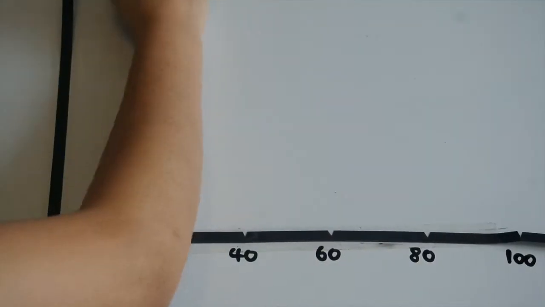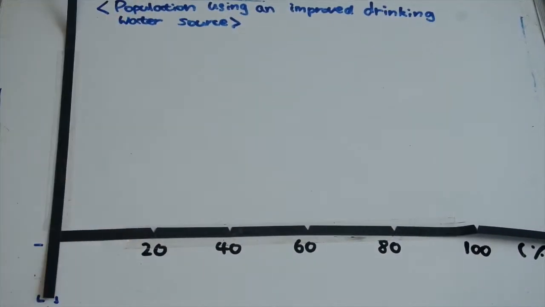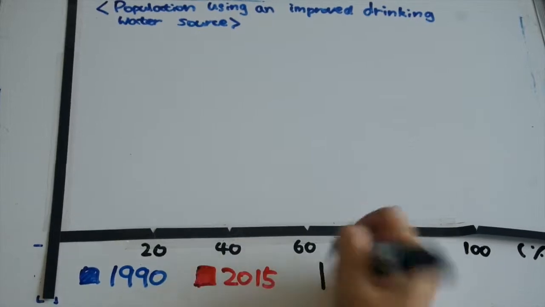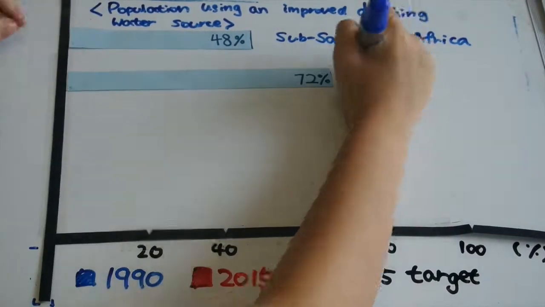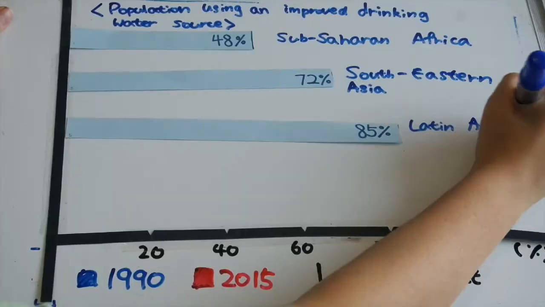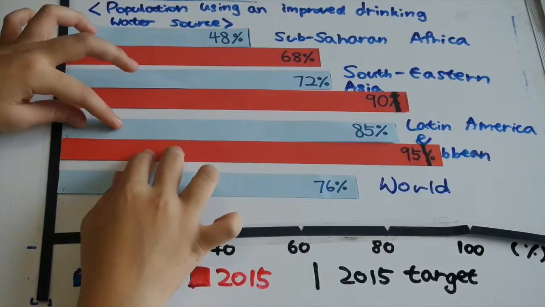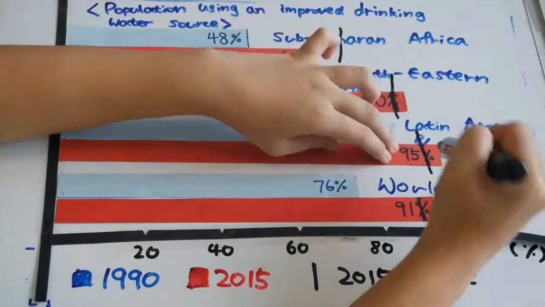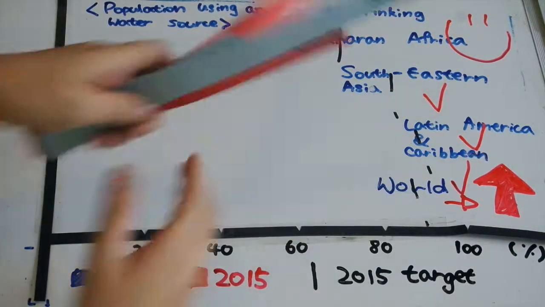As for the progress, you can see from the graph of population using improved water source that in many regions there is a huge gap between 1990 and 2015. In 2015, 91% of the global population uses an improved drinking water source, up from 76% in 1990. As you can see in the diagram, most of the countries met their goal, and we can say that this target has reached the goal 5 years ahead.